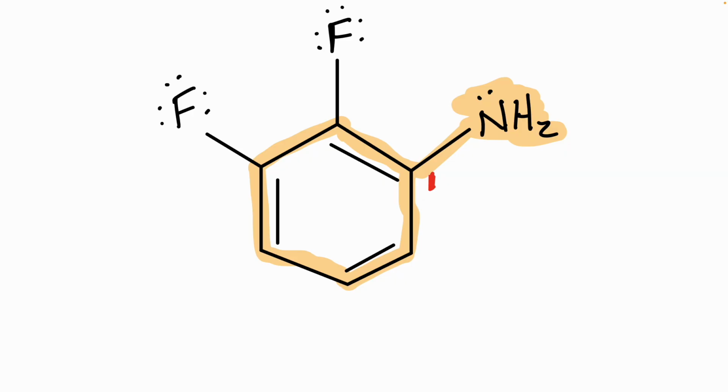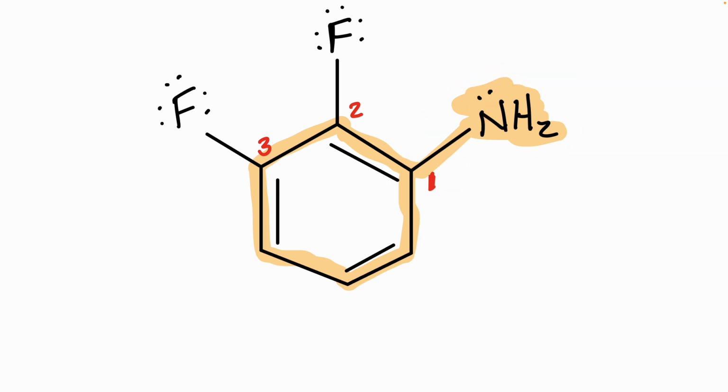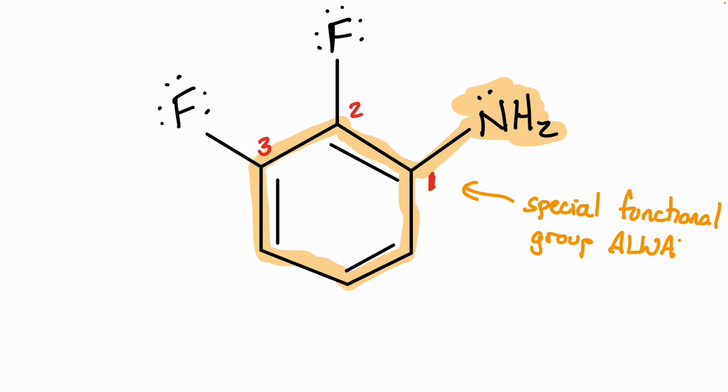From there, whether we're going to go clockwise or counterclockwise is going to depend on the fact that we want to include the lowest numbers in the name. So I'm going to go this direction. But importantly, that special functional group always sits on carbon 1. So let's just note that special functional group is always carbon 1.